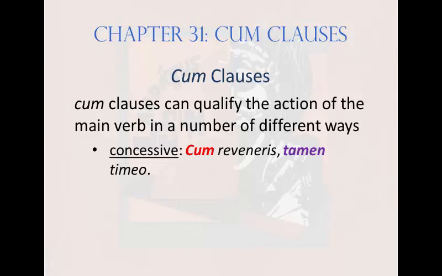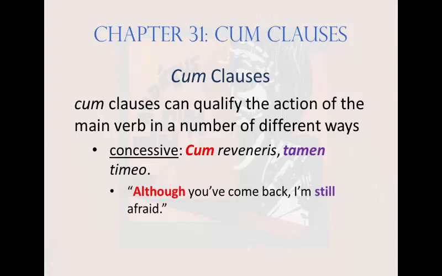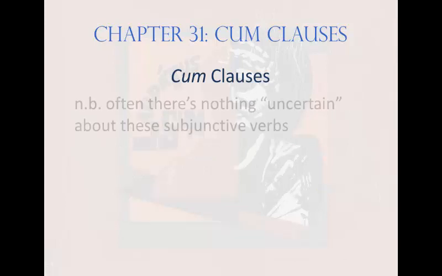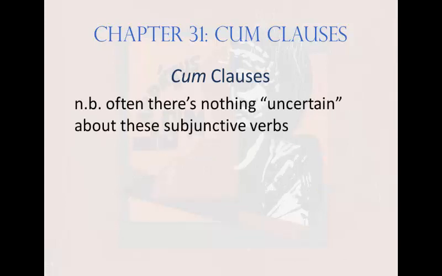The English word used to signal this concessive sense is although. So, where Latin says, cum revenisti tamen timeo, English would say, although you've come back, I'm still afraid. Who could have seen that coming? Often a signal that the cum in the cum clause means although is the presence of tamen, meaning nevertheless or still, in the main sentence. Did you notice there's nothing really uncertain about what's being expressed in the cum clauses above? You came, you departed, you've come back.